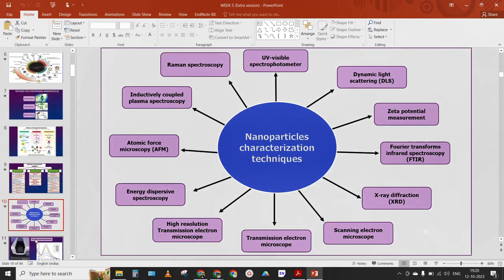Now the important part of nanoparticles is their characterization. Suppose we have synthesized any nanoparticles, then we proceed to the characterization of that particular nanoparticle using instruments like UV-visible spectrophotometer, DLS (dynamic light scattering), zeta potential, FTIR, X-ray diffraction, scanning electron microscope, transmission electron microscope, HRTEM, energy dispersive spectroscopy, AFM (atomic force microscopy), inductively coupled plasma spectroscopy, and Raman spectroscopy. Now we'll discuss all these instruments in brief.